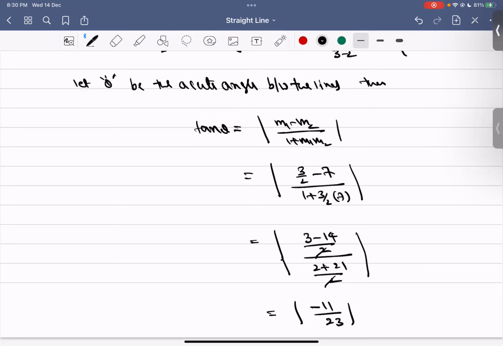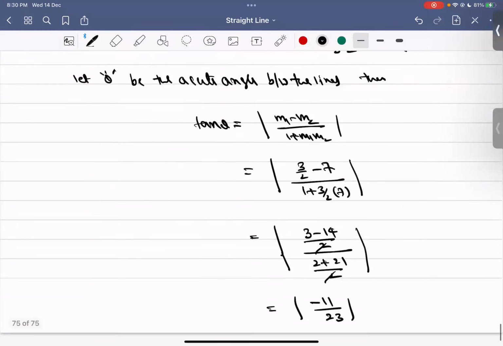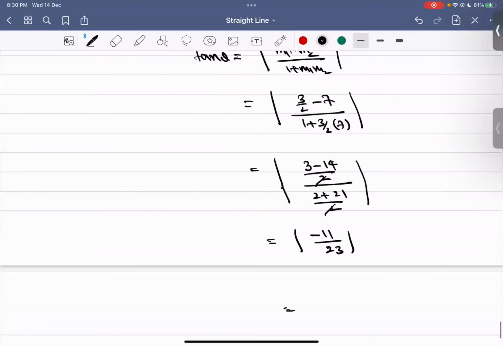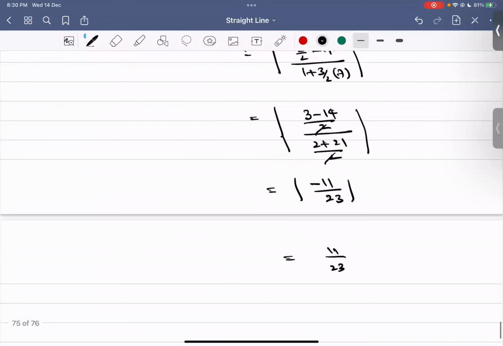So just mod is there, therefore that is just 11 by 23. So what is this? Tan theta. Angle theta is equal to tan inverse 11 by 23. This is the answer. This is the acute angle between the lines.